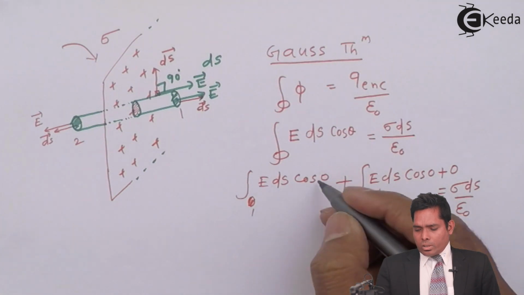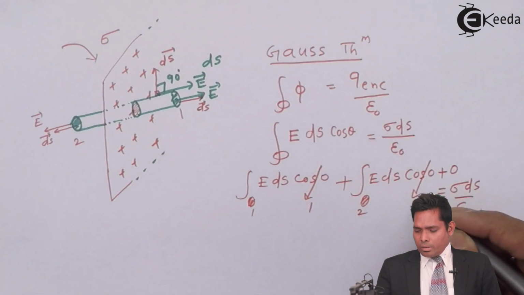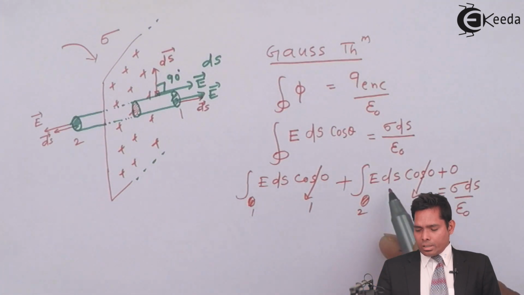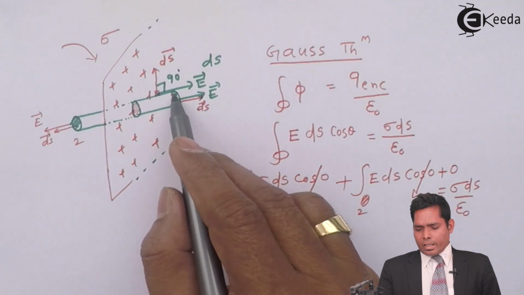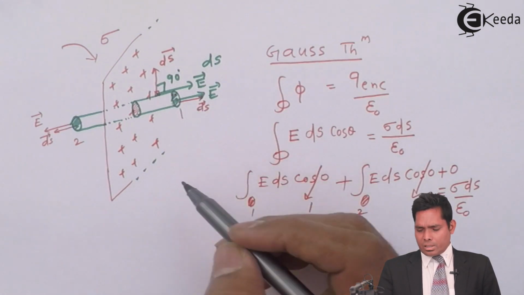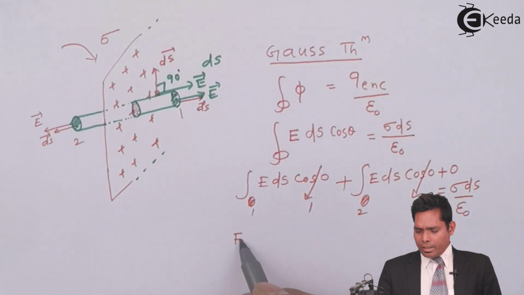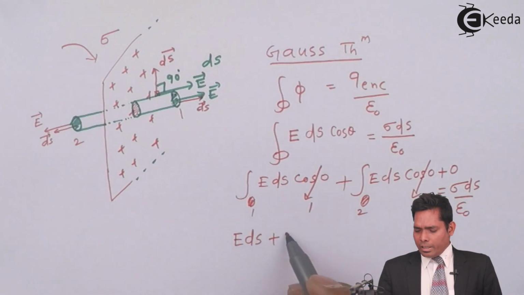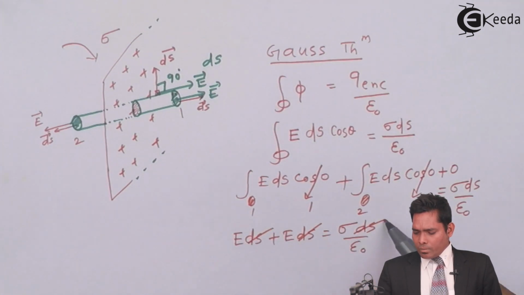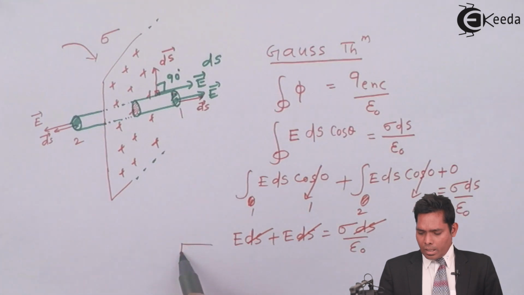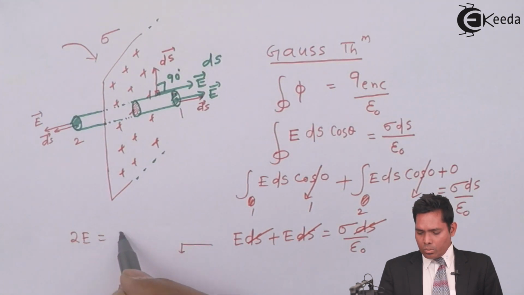Now this cos 0 is 1, this cos 0 is 1, so in E dS the electric field is the same and comes out, and the integration of dS gives the total area itself. So if you solve that, you will get E dS here, and E dS here also, and that gives you sigma dS upon epsilon naught. That dS factor will cancel out. This is 2E, so from here I am getting 2E equals sigma upon epsilon naught, and E comes out to be sigma upon 2 epsilon naught.